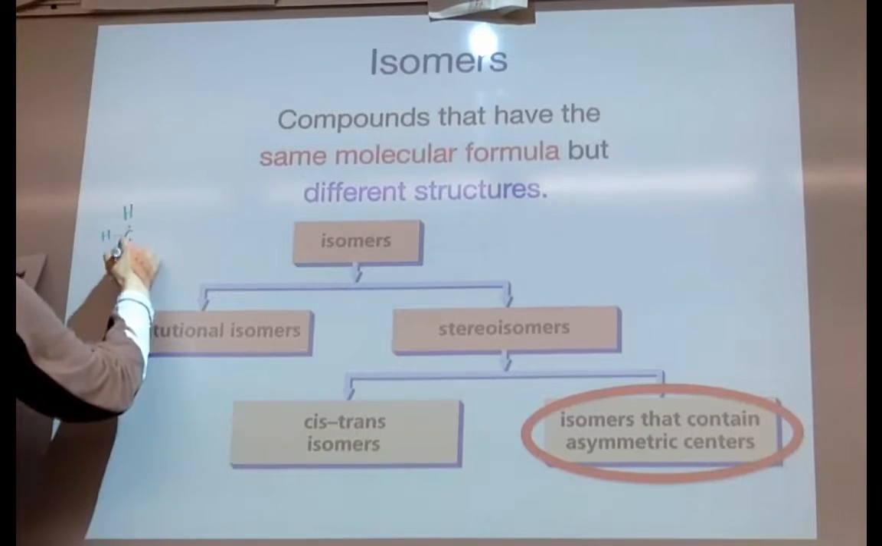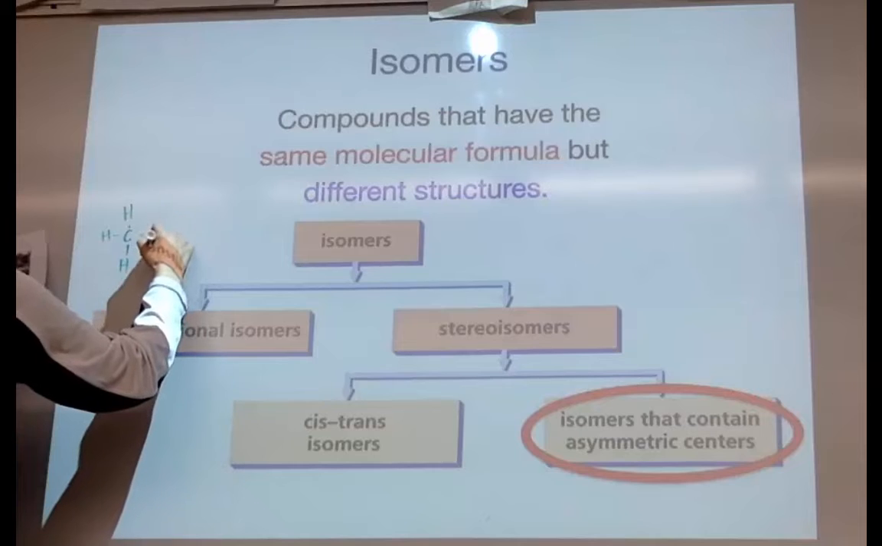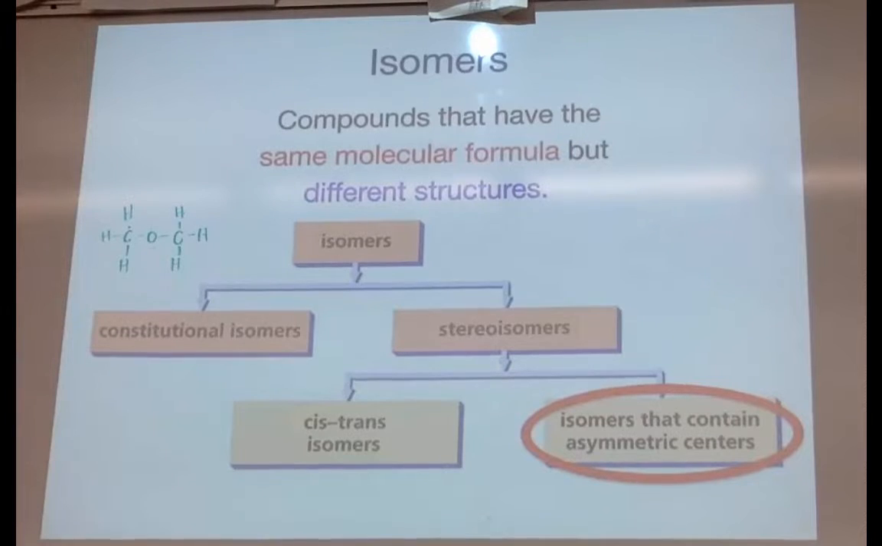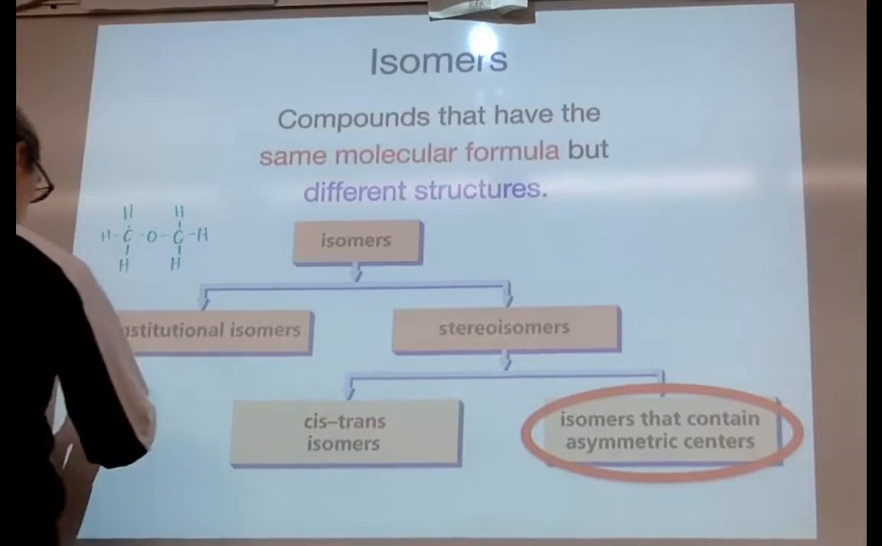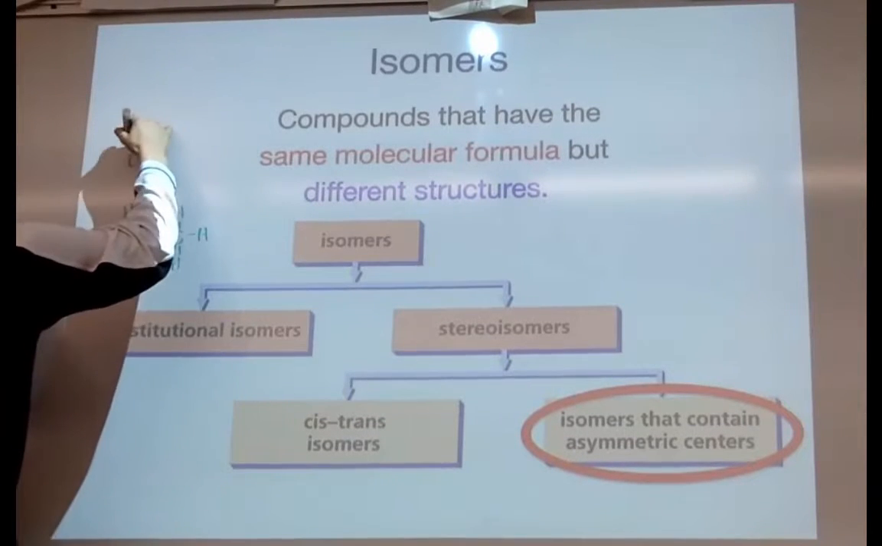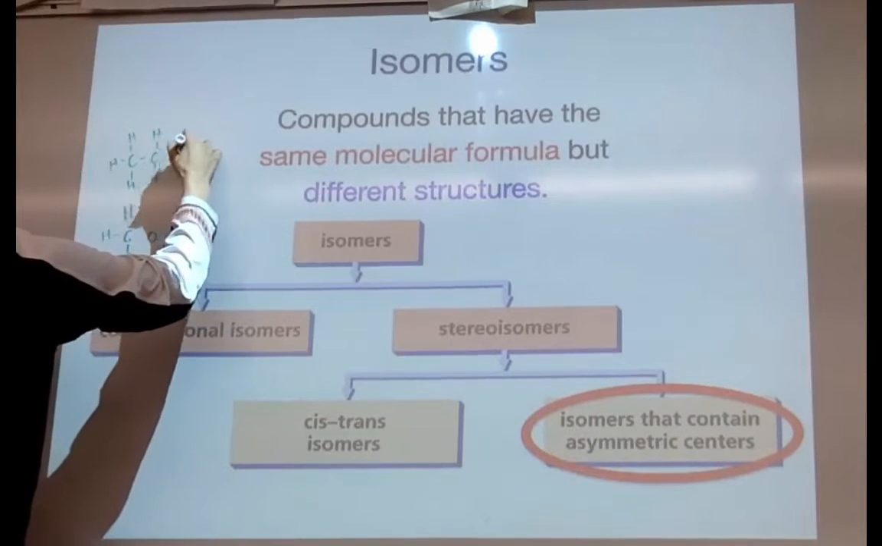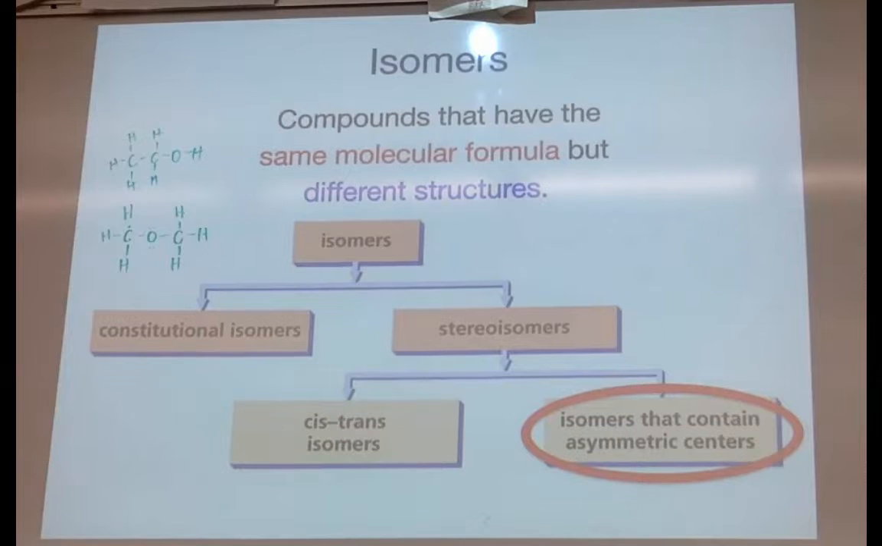I'm going to show you the full structure here. CH3. So we have an ether here: 2 carbons, 6 hydrogens, and an oxygen. If we look at ethanol, here's ethanol. Also 2 carbons, 6 hydrogens, and an oxygen. These have the same formula, but they are connected differently. Those are constitutional isomers, when atoms are connected differently.